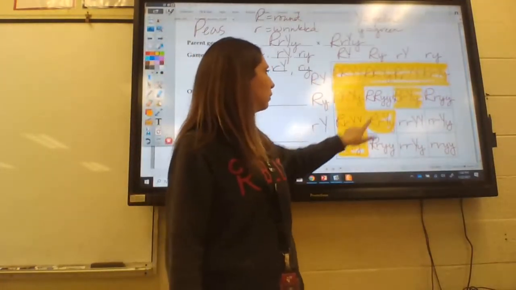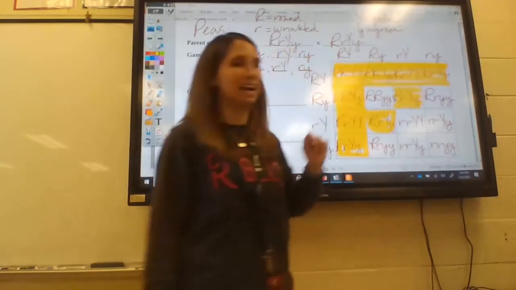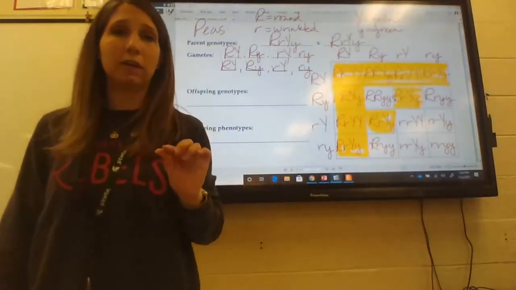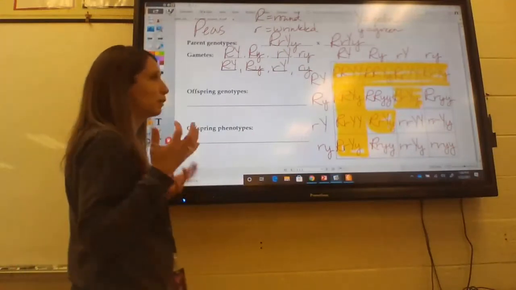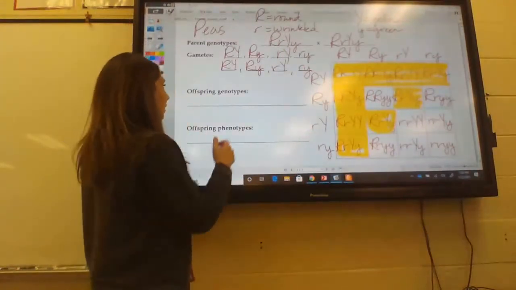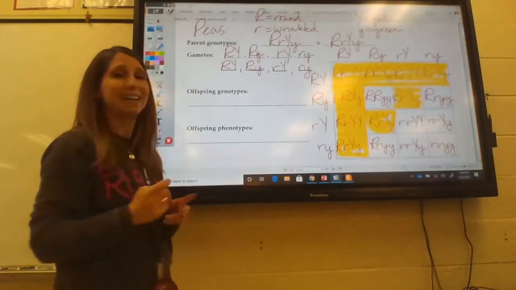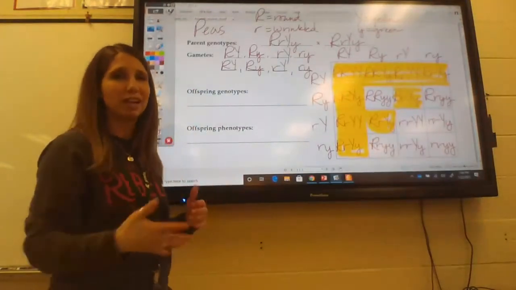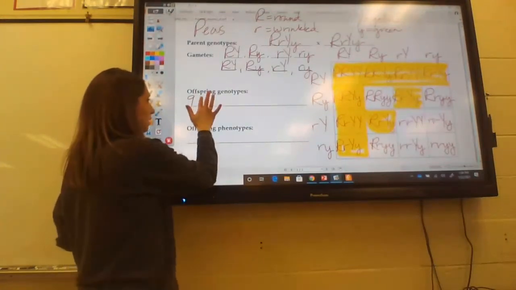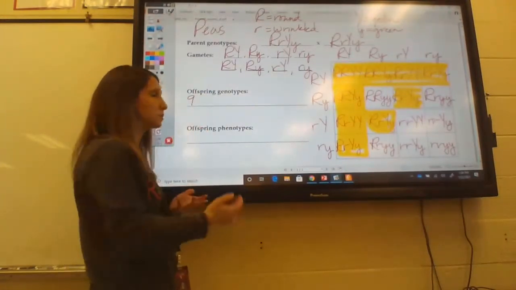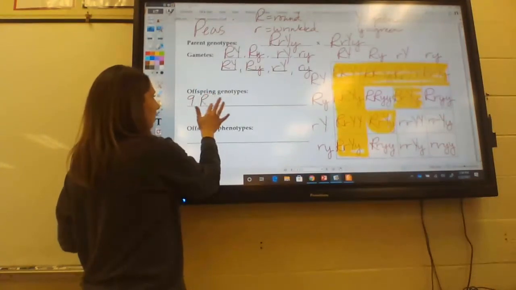1, 2, 3, 4, 5, 6, 7, 8, 9 that have a big R and have a big Y. And that's going to tell me that I'm going to have 9 that are round and yellow. How I write out that genotype, instead of trying to divide 9 by 16 and get a percentage, I just write 9. So I'm going to say I have 9 of my offspring, 9 of my potential possible offspring, I should say, that have a big R.